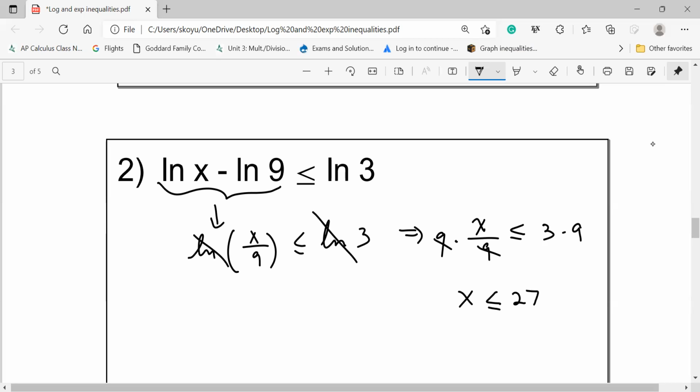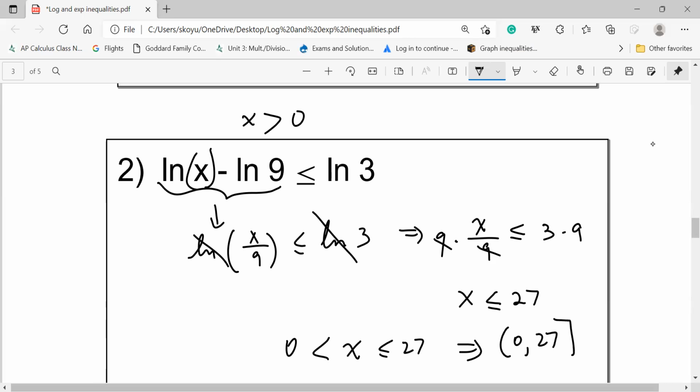Again, I have to check this. X less than 27, well, x could be negative, but I can't plug a negative number here because x is strictly bigger than 0, right? So then I'm going to stop it at 0. I'm not going to plug anything less than 0. So then the x will have to be between 0 and 27. Therefore, it has to be 0 to 27, not included.